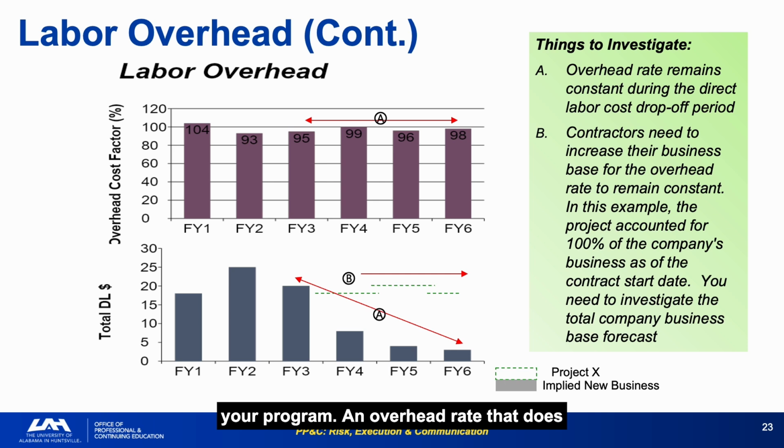An overhead rate that does not behave as expected is not always a problem, but it always requires an explanation. The explanation will tell you something important about the contractor's overall financial health. Track the contractor's total business base, not just their work on your contract. Changes in their base change your overhead rate in ways that have nothing to do with your program's performance.